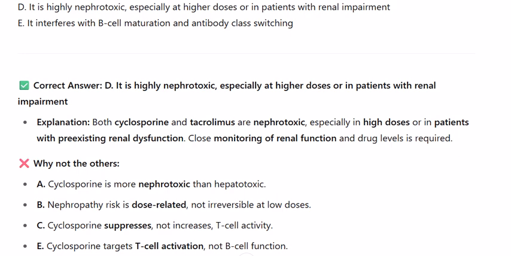Why not the others? A. Cyclosporine is more nephrotoxic than hepatotoxic. B. Nephropathy risk is dose-related, not irreversible at low doses. C. Cyclosporine suppresses, not increases, T cell activity. E. Cyclosporine targets T cell activation, not B cell function.